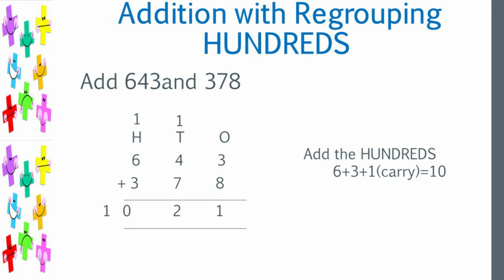Moving forward, we will add a digit at hundreds place. 6 plus 3 plus 1 equal to 10. Again we will regroup 10 into 1 carry and 0 hundreds. Now 1 will act as a carry to the thousands place and we will add the thousands, which is only 1 in this case. So finally our answer is 1021.